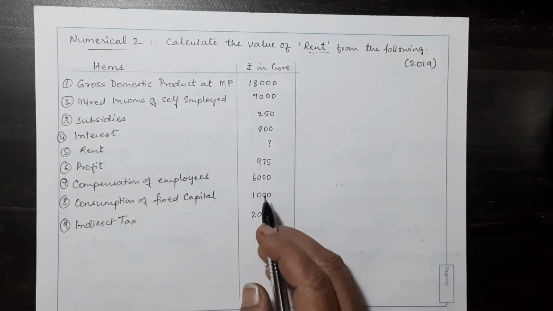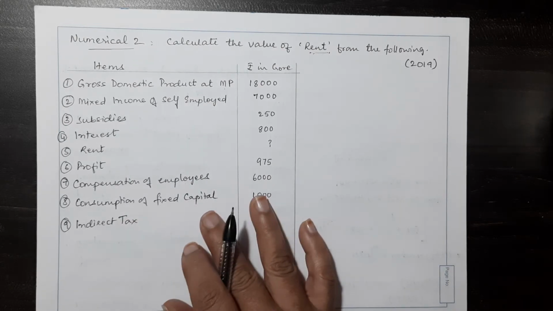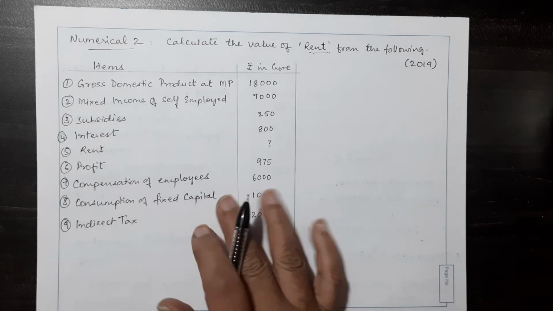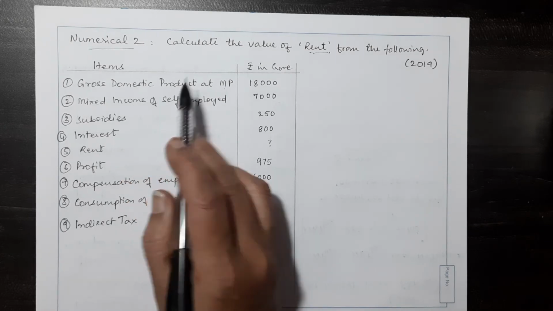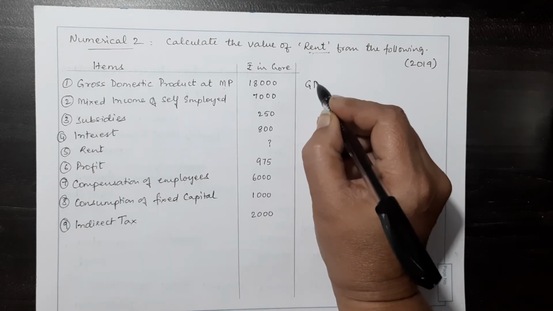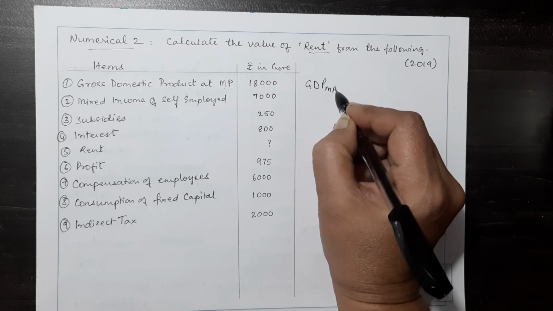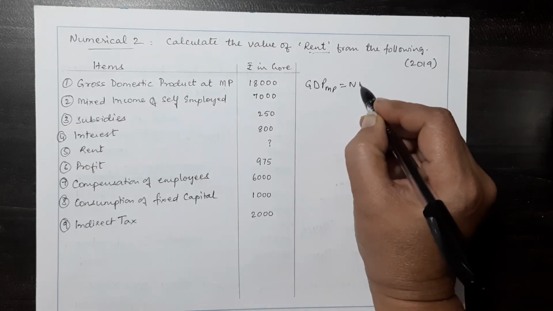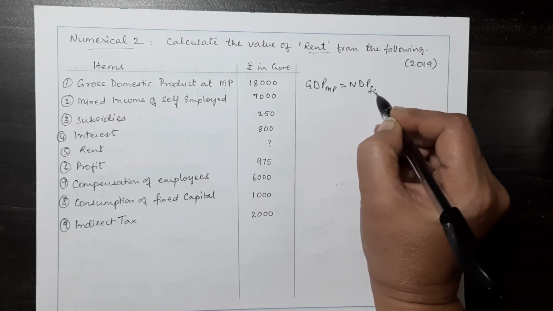So here we need to be very, very careful. Now what is being asked here? This is not national income. This is domestic product at market price. And again we know gross domestic product at market price is equal to net domestic product at factor cost.